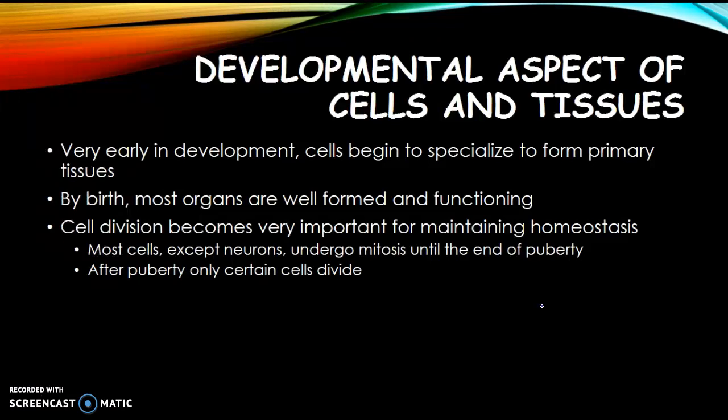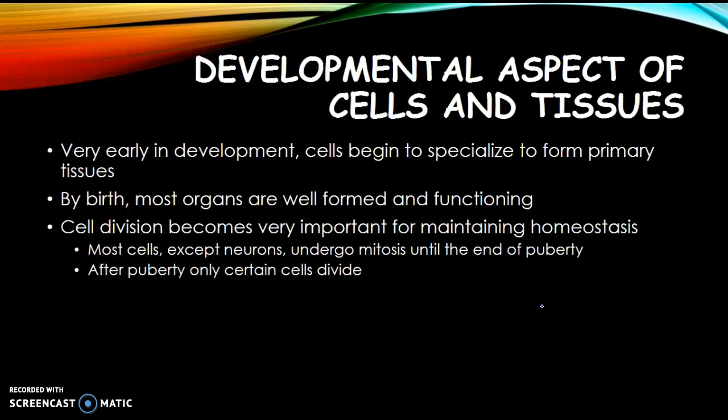So when we start to develop, cells begin to specialize very quickly, meaning that when you're first conceived, you are a little tiny ball of cells and all those cells are the same. And as you grow, the cells begin to specialize and have their own jobs. By the time you are born, most of your organs are formed and functioning. And cell division, or mitosis, becomes really important for maintaining homeostasis. What we just talked about on the past slides were becoming injured or having a cut, and then having to go through mitosis and create more cells to bridge the gap of that cut and regenerate new tissue.